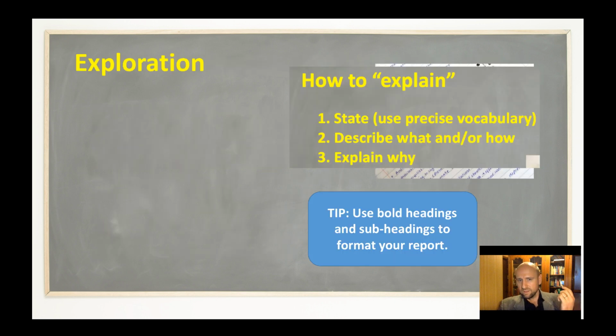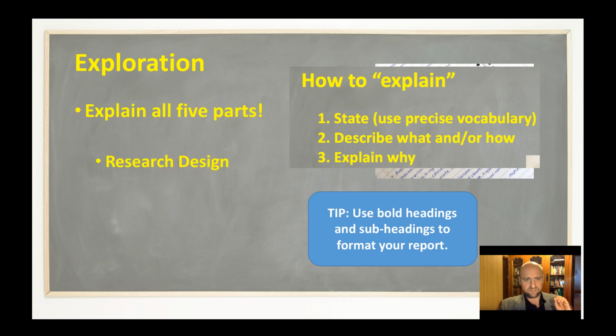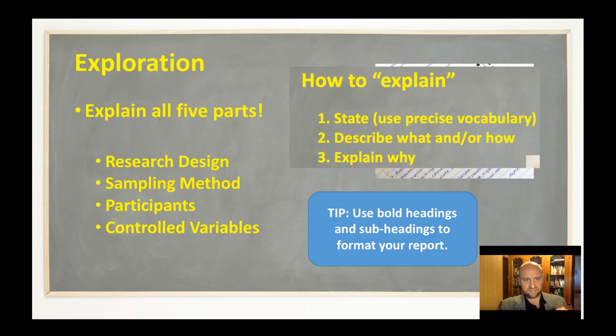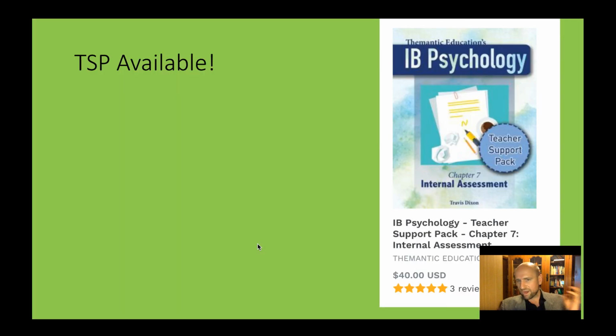All right, so to recap, exploration, you're going to explain all 5 parts. State your design, state your sampling method, state your participants, control variables, materials. Then describe how you did those things in your report. And then importantly, the 3rd step, explain why. And again, I think that these should all be bold headings. And this should be a very big bold heading, the exploration, and these could be subheadings as well in your report. All right, so I hope that was helpful.